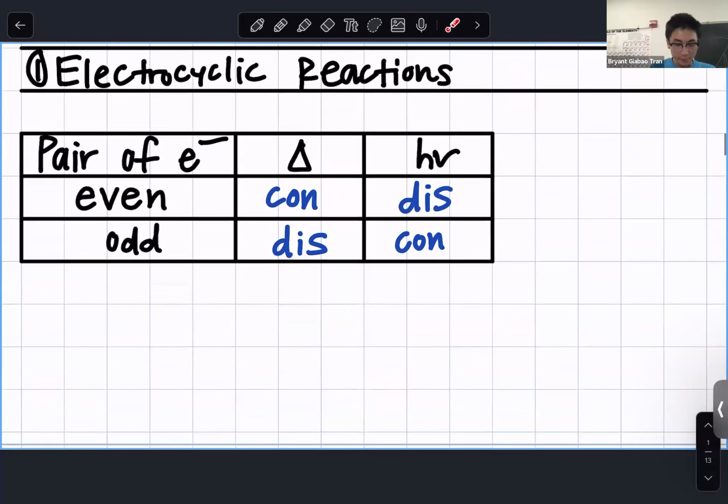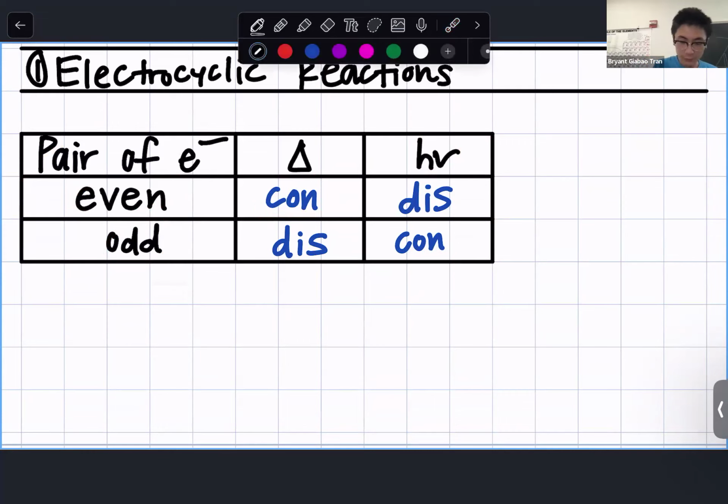Right. So electrocyclic reactions are going to be two types of reactions, ring opening and ring closing. And here's a chart that's useful to do these types of reactions. If you have an even pair of electrons that are participating in the reaction, or an odd pair of electrons, under different conditions like heat or light, you would get different rotations, either conrotatory or disrotatory.